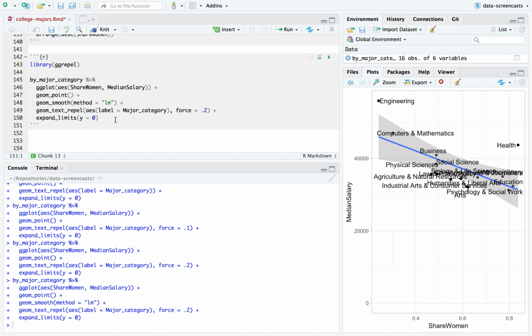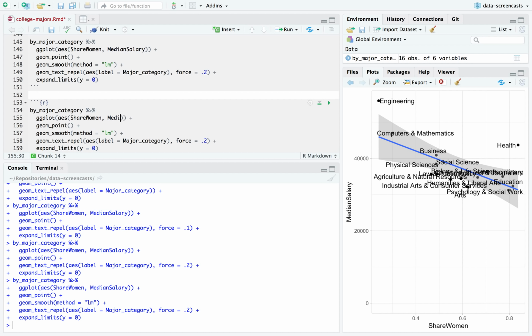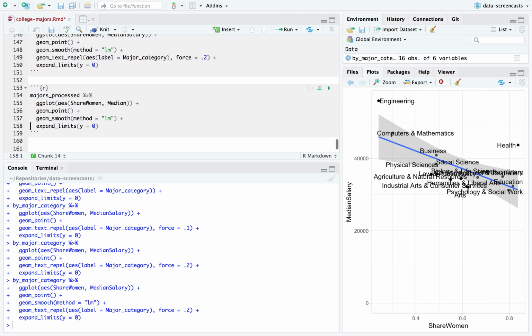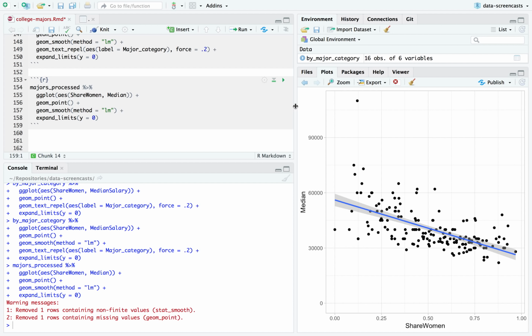If I had done this not on major category, but on major, what would that graph look like? Here is just called median, and I called it majors processed. And I definitely don't want a label on this one, too many points. Here the correlation becomes clear. That's something really important: if you're applying a statistical test, you probably don't want to aggregate first, because you're going to lose a lot of the information about variation that you have. This will also keep us safer from Simpson's Paradox.